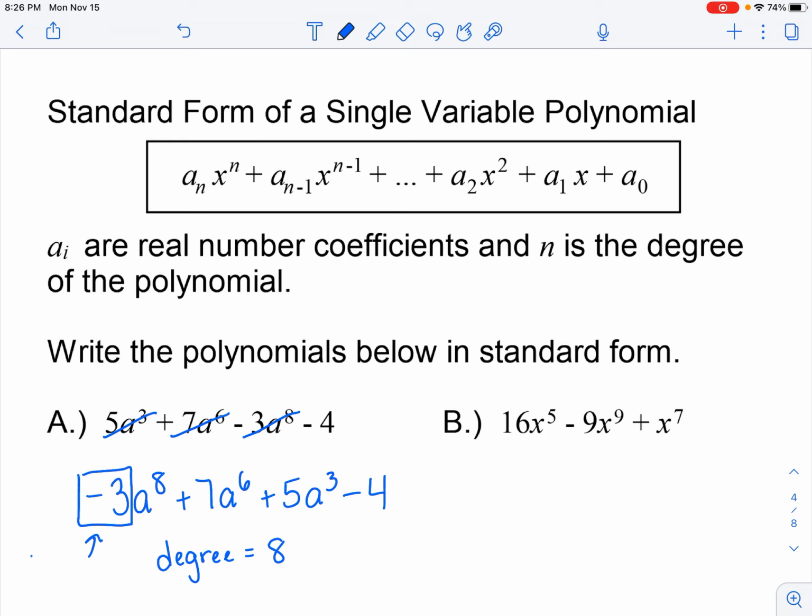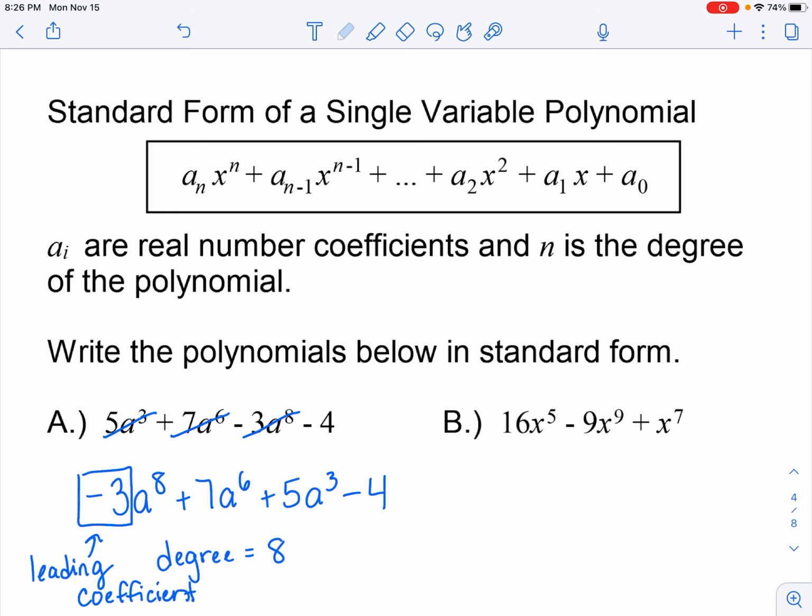There's a special name for this coefficient. This is called the leading coefficient, which will be more important when we get into graphing these down the road. Leading coefficient. All right, so the leading coefficient is the coefficient out in front of that first or leading term once you get it into standard form.